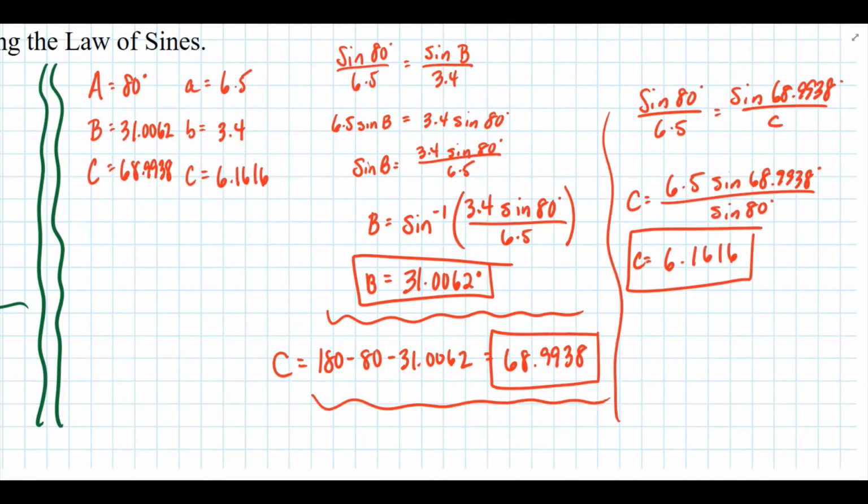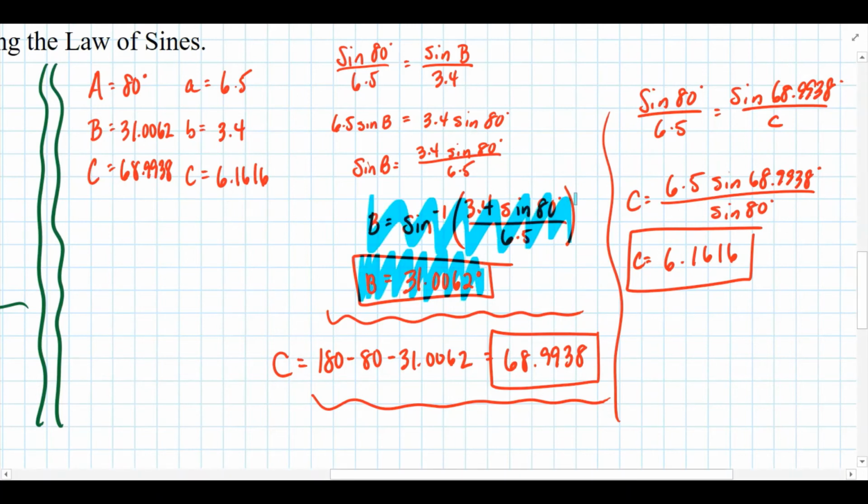The use of arcsine was necessary to solve for angle B. However, once it was calculated, we could use the same techniques as before to solve for the unknown angle measure C and side length C.